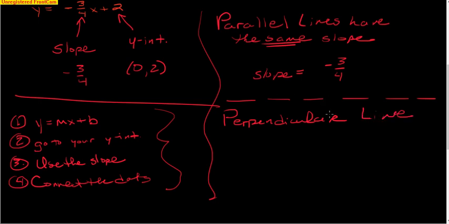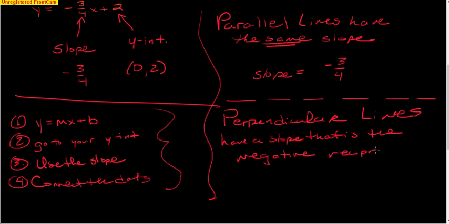Okay, so perpendicular lines have a slope that is the negative reciprocal of the given line. Okay, so perpendicular lines have a slope that is the negative, I'm going to spell negative out, reciprocal, okay, of this given line.